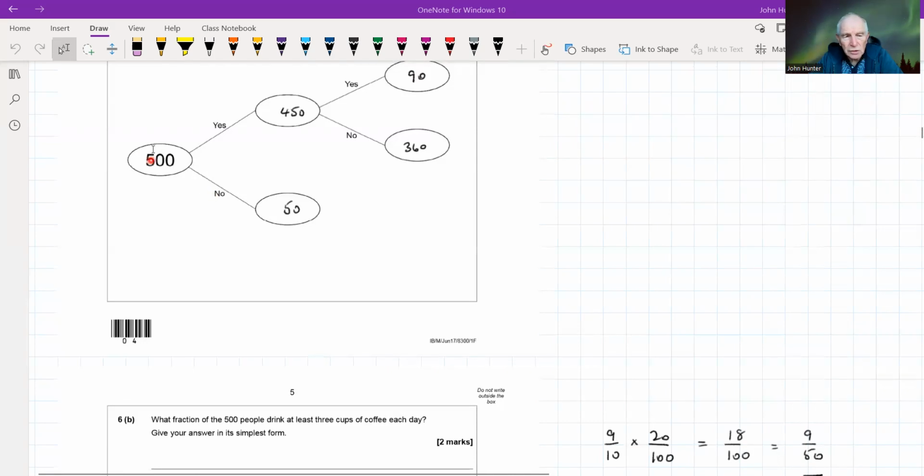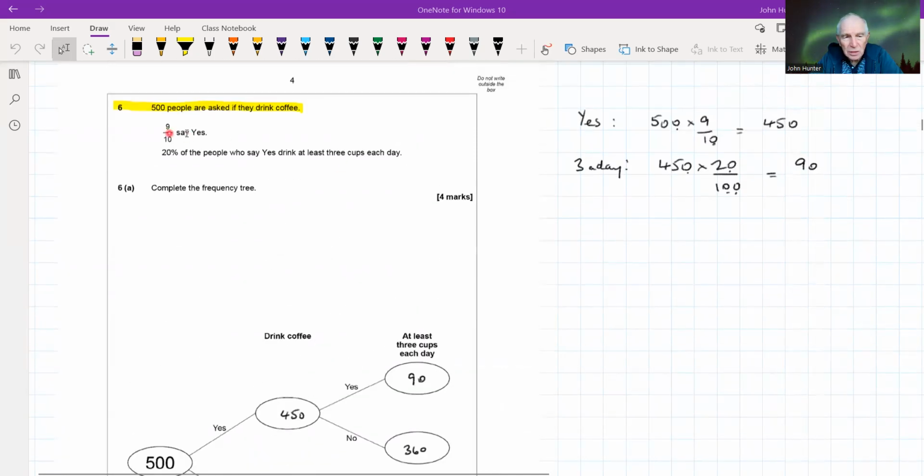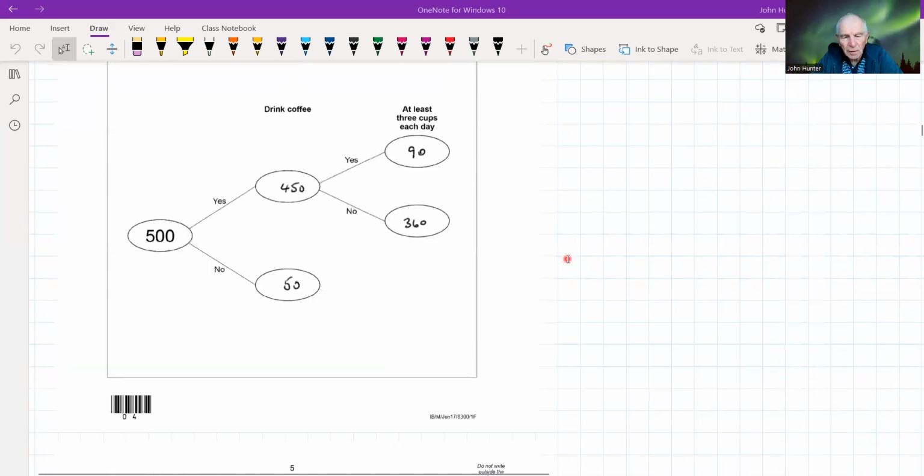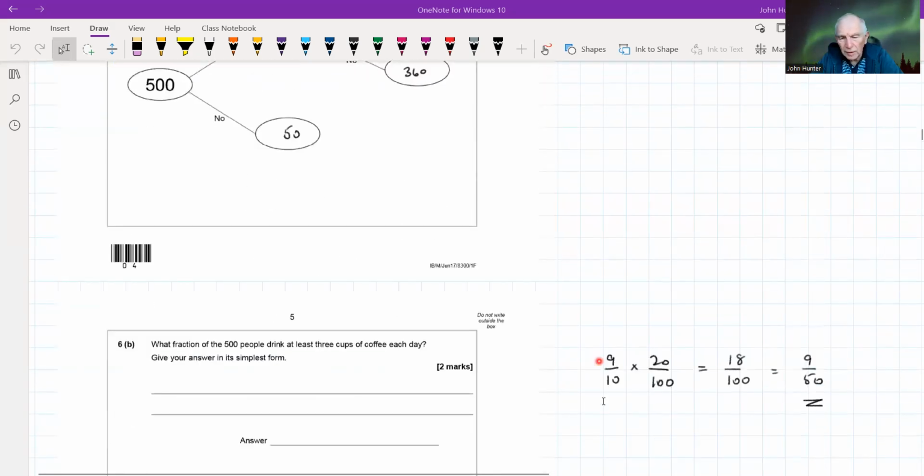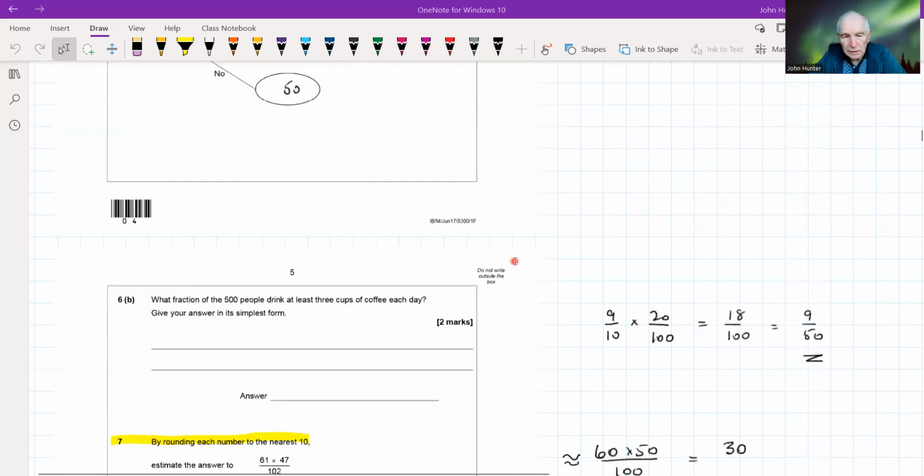We could actually, regardless of the number of people we start with, the fraction is the same, according to these rules here. So it could be 5,000 or any other number, we would have the same overall fraction, and that's going to be given to us by the product of 9/10 times 20%, which works out to 9/50. So that's just two different ways of looking at it.